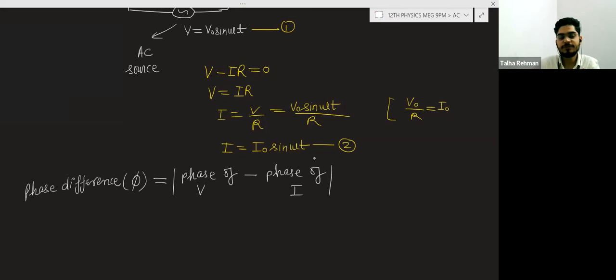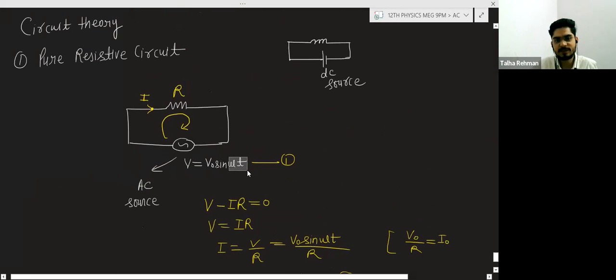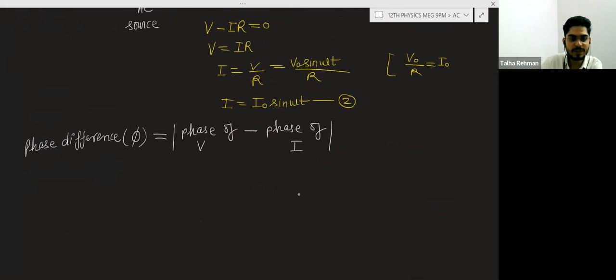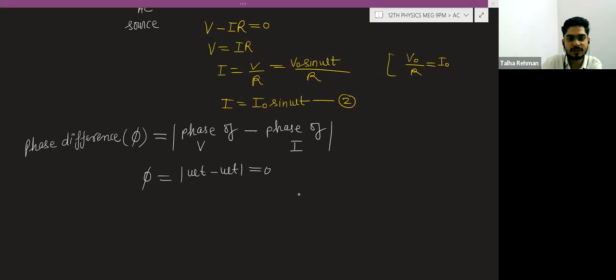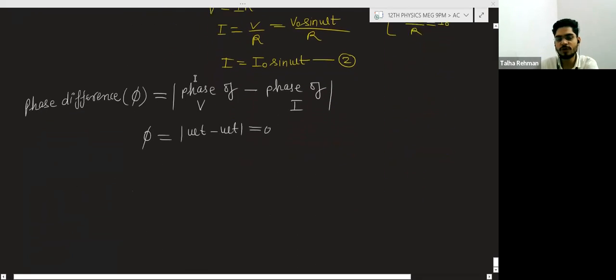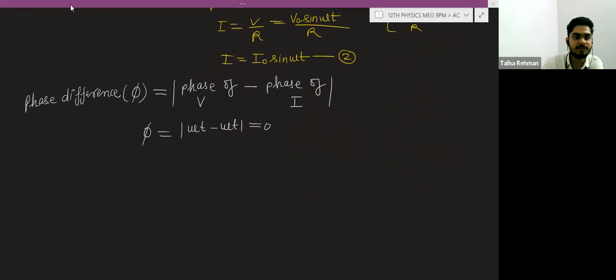What is the meaning of phase? Phase means the angle with sign. Whatever the angle with sign is will be the phase of the voltage. So here the phase of the voltage will be omega t, and the phase of the current will be omega t. So what will be the phase difference? Phi is omega t minus omega t, so phase difference is equal to 0. The phase difference between the current and the voltage in the resistive circuit is equal to 0. Now we will show this on the phasor diagram. Phasor diagram is a new thing for you.